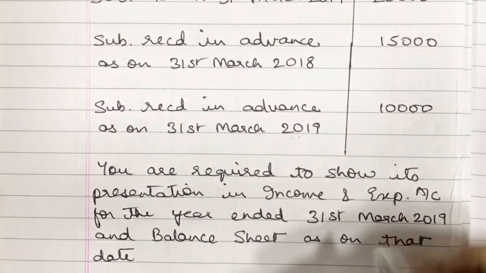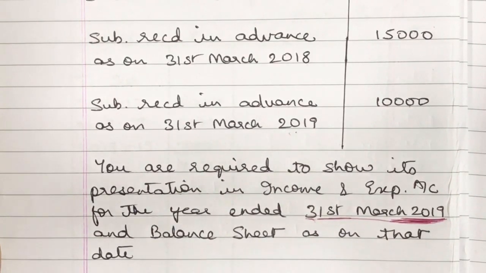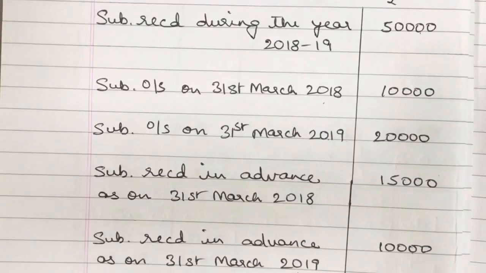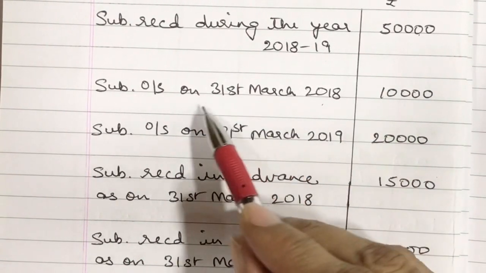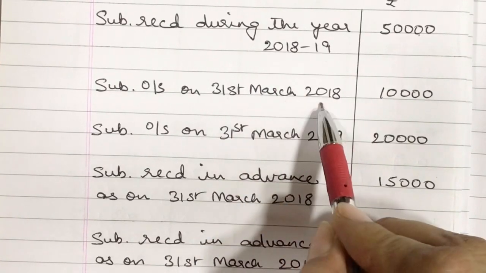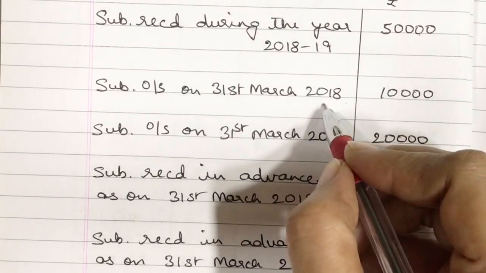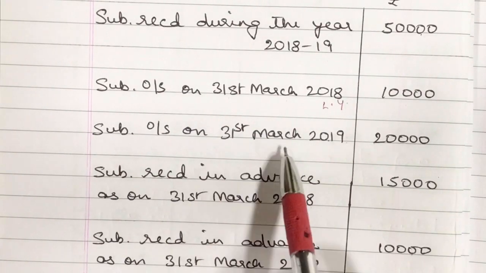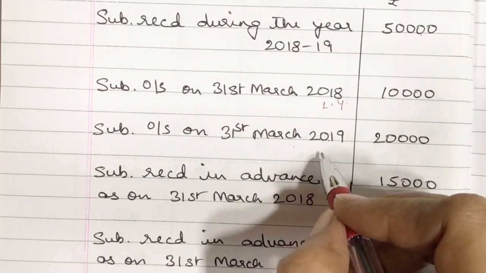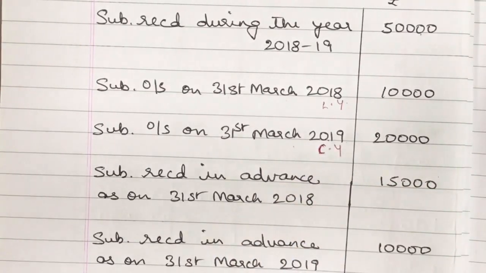Now this is very important: 31st March 2019 is your current year, and the balance sheet is on the same date. So let's see what is the current year. This is received during the current year, so 50,000. Outstanding on 31st March 2018, 10,000, so this is last year, correct? And outstanding on this, so this is current year, correct?